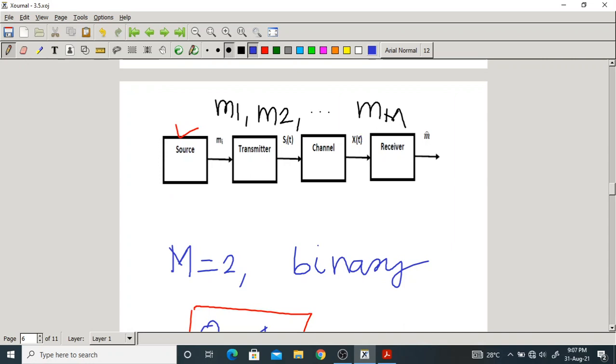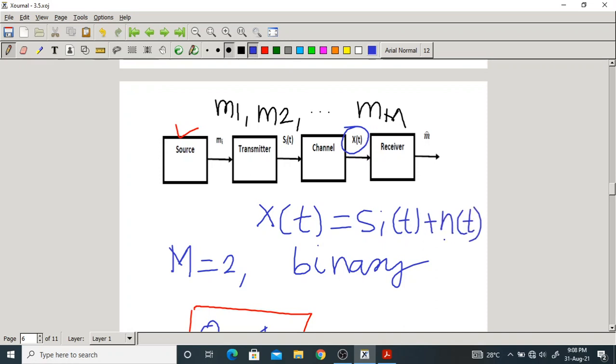So this is a receiver. What you receive is x of t. Obviously, what is x of t? That is a corrupted version of Si of t, that is, Si of t plus some noise n of t. We'll discuss everything about the receiver later, but for the time being, just remember this. So these are the symbols, and these are the modulated waveforms, which is done in the digital domain.